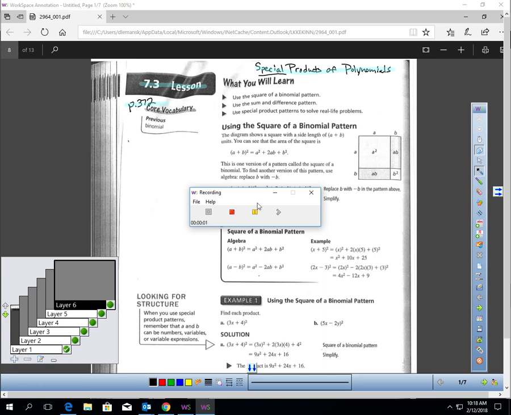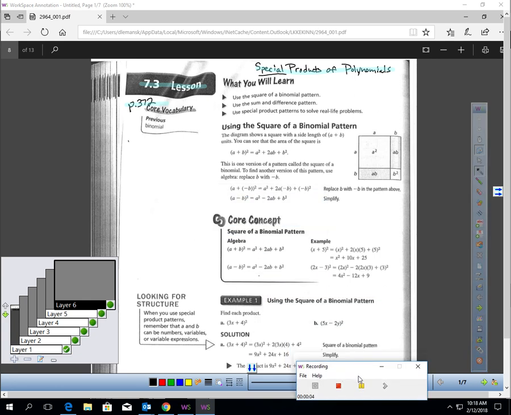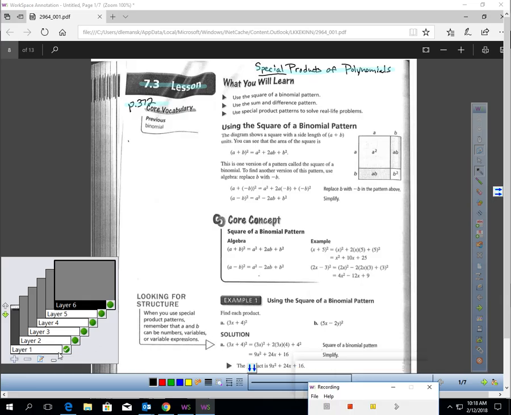Lesson 7.3, special products of polynomials. You should be on page 372. In this lesson, you will learn the square of a binomial pattern, how to use the sum and difference pattern, and then how to use these product patterns to solve real-life problems.